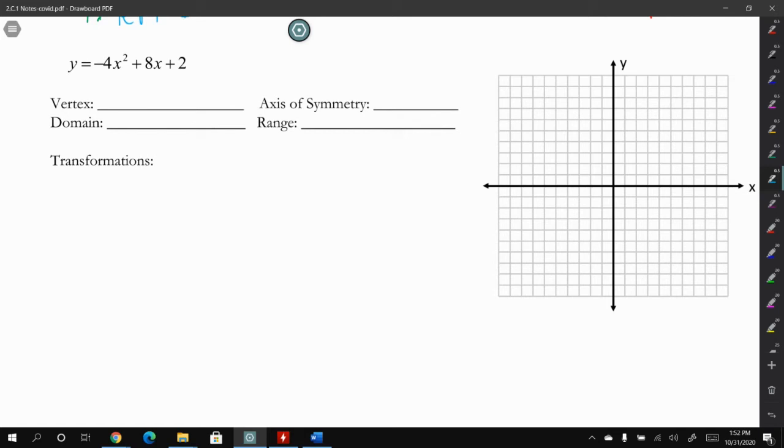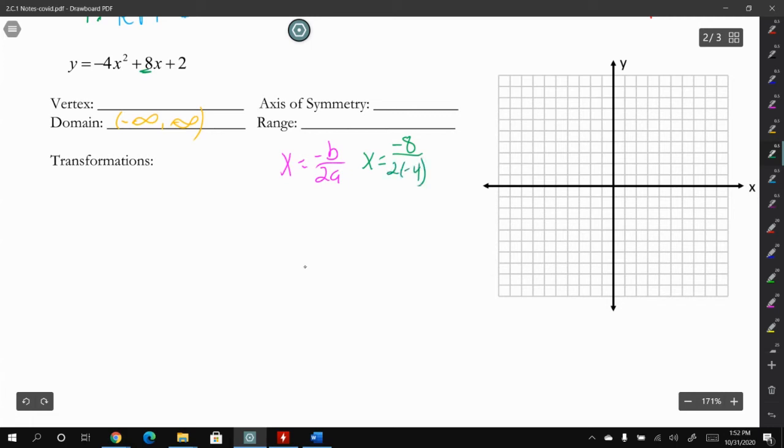All right, so here's another one in standard form. And we're asked to find the vertex, axis of symmetry, domain, and range. And domain, we know, is going to be this. And let's then calculate the axis of symmetry. So that's x equals -b over 2a. So it's going to be x equals -8 over, because 8 is our b value, over 2 times -4, which is going to give us +1. So axis of symmetry is x equals 1.